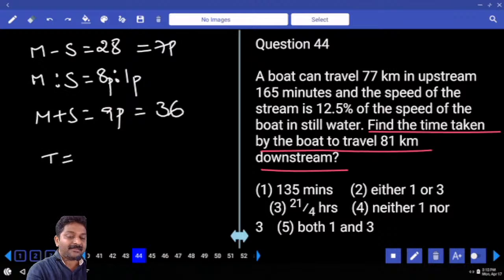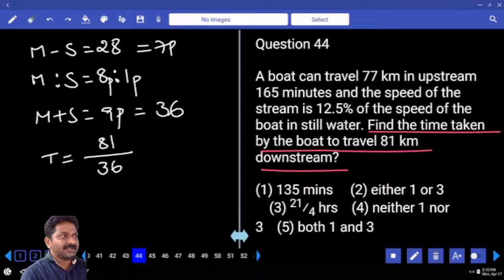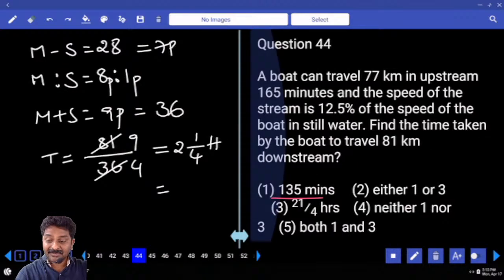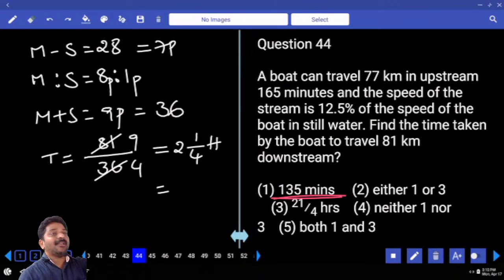The question is about the time to cover 81 kilometers with a speed of 36 kilometers per hour. No conversion is required because 81 is in kilometers and 36 is also in kilometers per hour. 81 by 36 is 9 by 4, which is 2 and 1/4 hours. If it is in minutes, because the first option is in minutes, 1 hour is 60 minutes. 2 hours is 120. 1/4 hour is 15. Total 135 minutes. If it is in hours, 9 by 4 is the answer. If it is in minutes, 135.